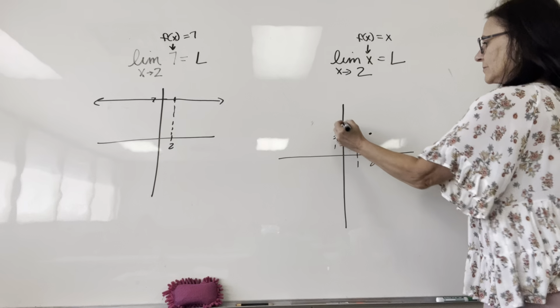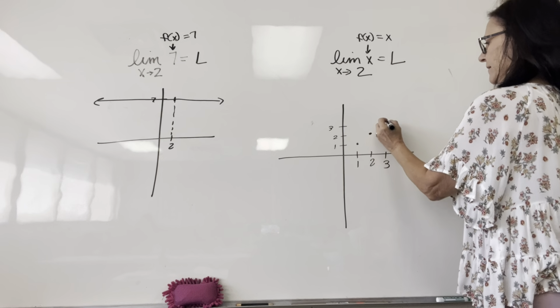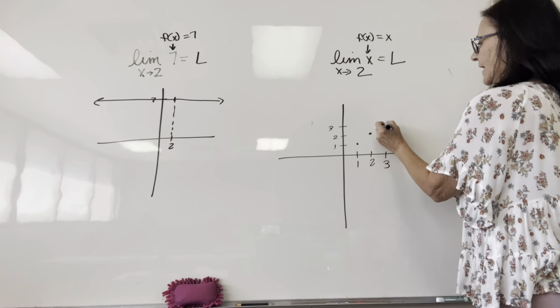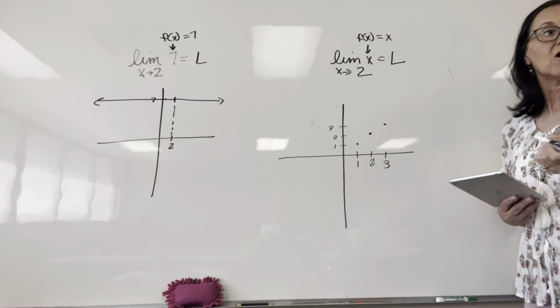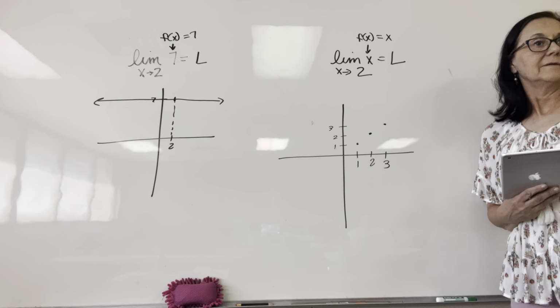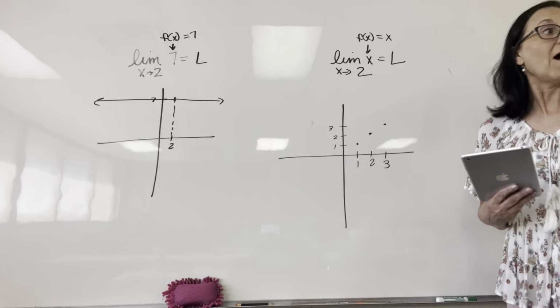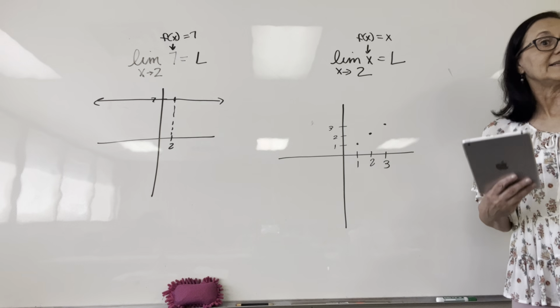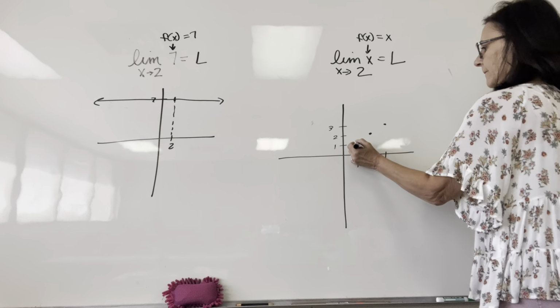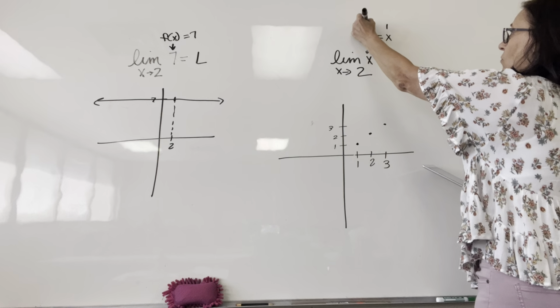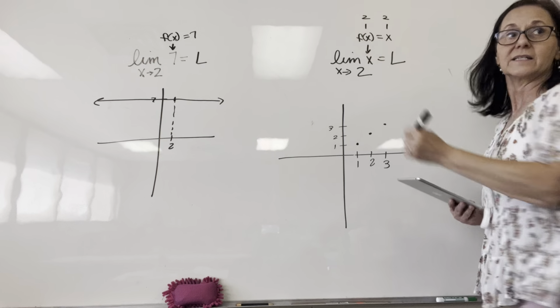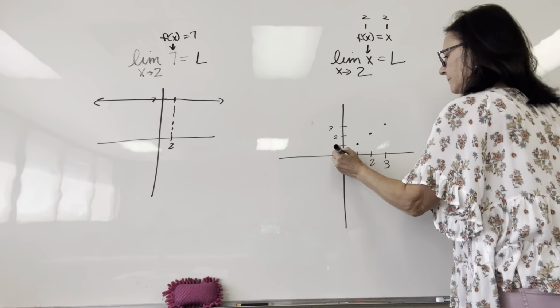When x is 3, y is 3. It's called the identity function. Why do you think it's called the identity function? Because they're identical. X and y are identical numbers. Because when x is 1, y is 1. When x is 2, y is 2. Got it? Okay.